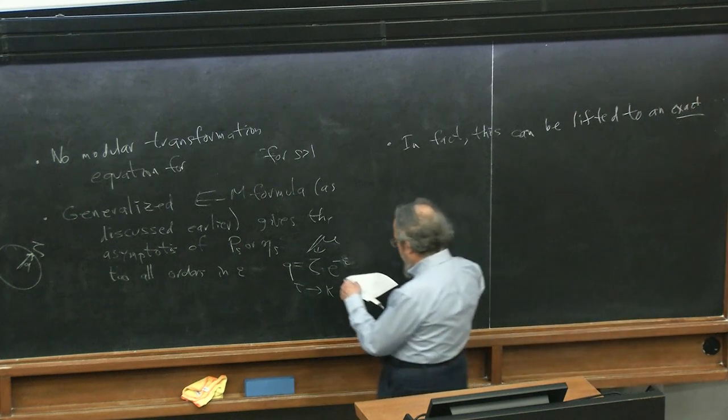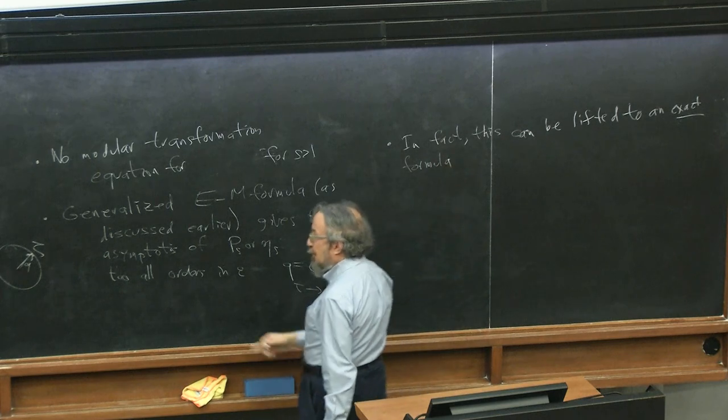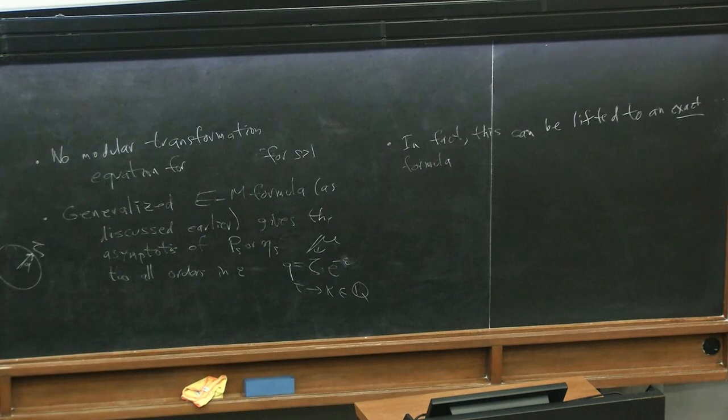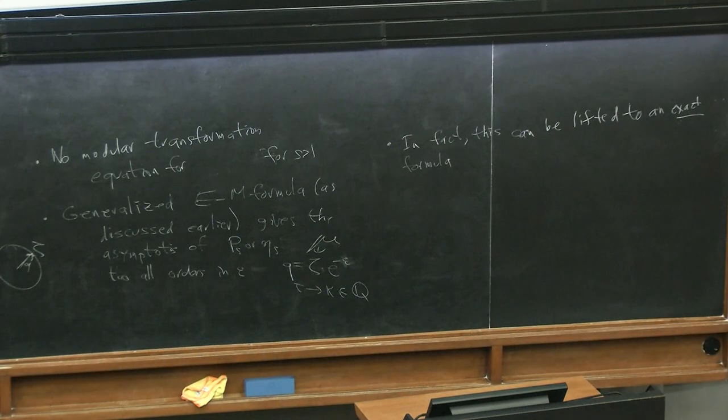So the exact formula will describe the behavior of this function with any s as tau goes vertically to a rational point, or as q goes radially to a root of unity. That to me was a surprise, but this is the thing that I discovered. Actually, Hardy and Ramanujan gave it in one line with no details, but they said you can get that.